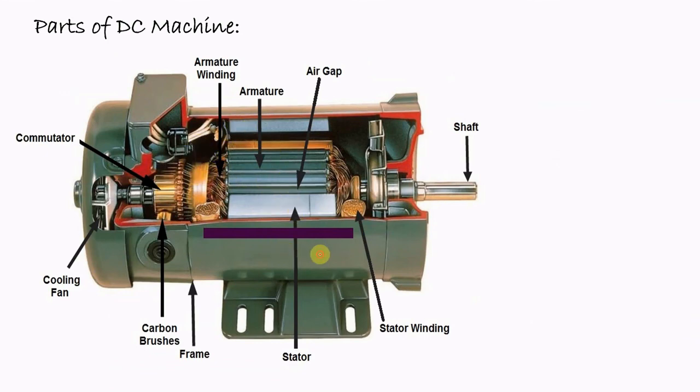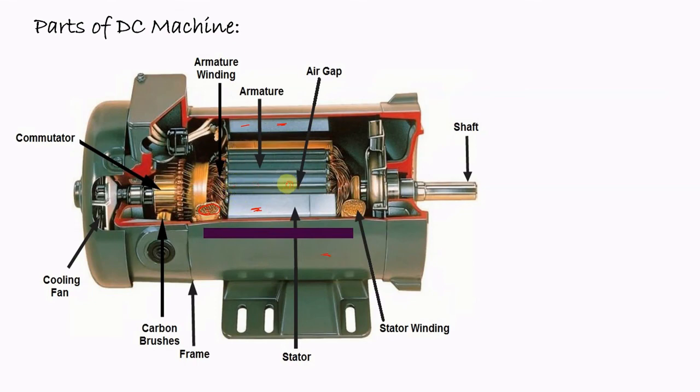Here it is the frame or yoke. It is the part of the stator. Here this is the pole core, and this is also the pole core, and this is the field winding. When power is supplied to this field winding, current flows through it, magnetic flux will be developed, and this magnetic flux will cross the air gap and cut the rotor. This is the part of the rotor.